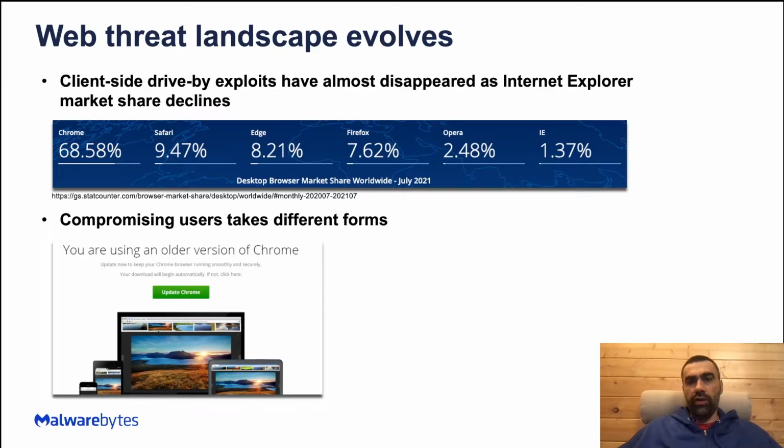So first of all, a brief introduction about the threat landscape. It has evolved in the last few years, and in particular, if we look at client-side vulnerabilities, client-side drive-by exploits, they have almost disappeared. And this is principally due to the fact that Internet Explorer is almost no longer used. Its market share has severely declined in the last few years. So things like exploit kits, for example, are not as common as they used to be. And what we've noticed is threat actors have used different techniques. Rather than trying to infect machines directly via exploits, they'll try to use things like social engineering, for example.